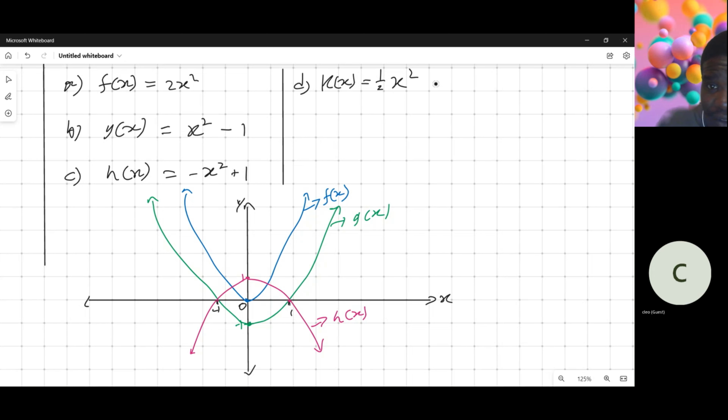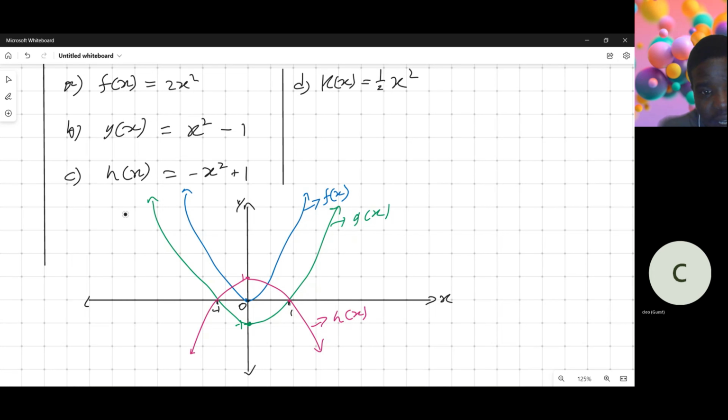We recognize that the value of q is 0, meaning our turning point will be here at the origin. That's how I read the graph. The next thing is the value of A. The value of A is positive, meaning I'm going to have a smiling face. Next, I look at the value of A, the broadness. This graph is broader compared to number A, number B, and number C.